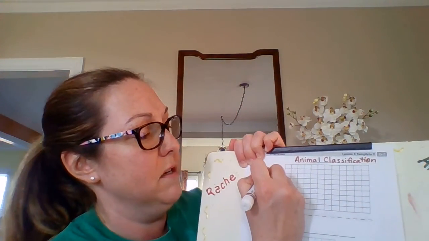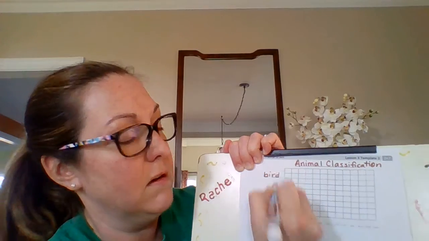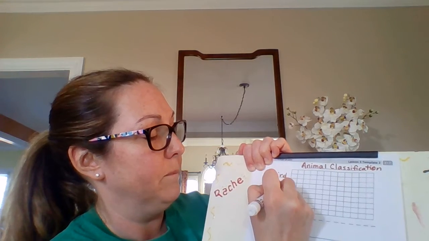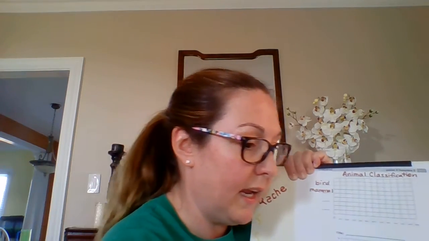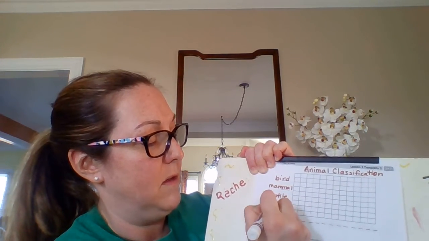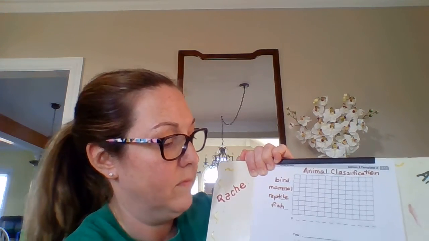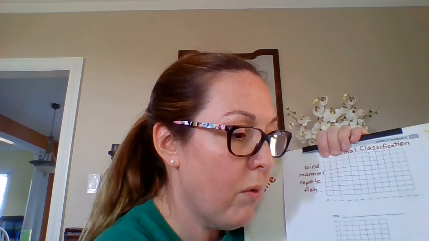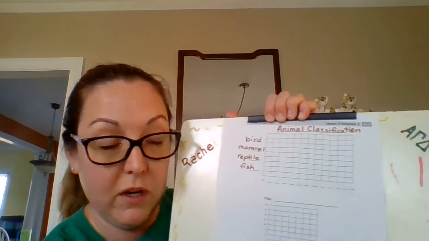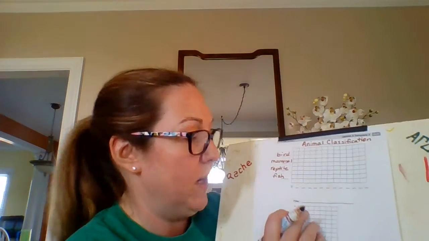And then your categories are going to go along here. So from our chart yesterday, our categories were bird and mammal, and reptile, and fish. Okay, now yesterday we used those tally marks to represent how many were in each group, and then today we're going to color in a box for each one.